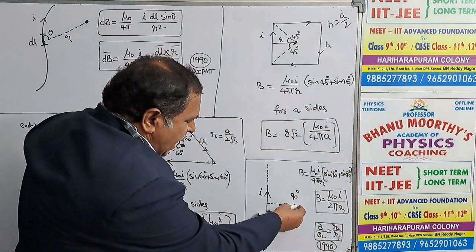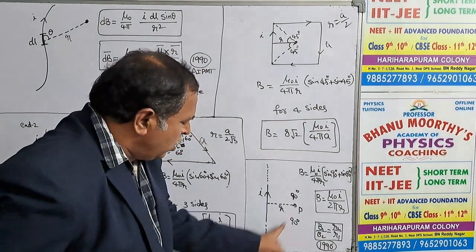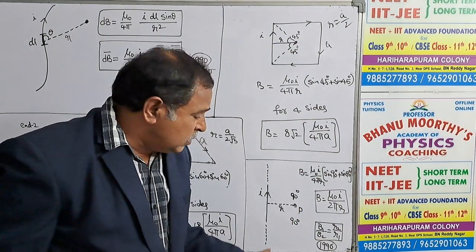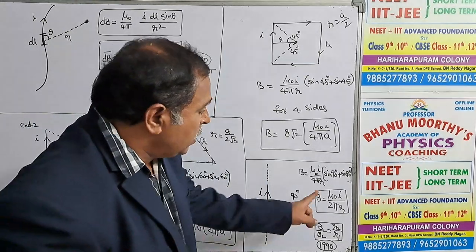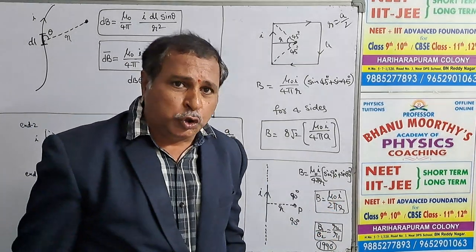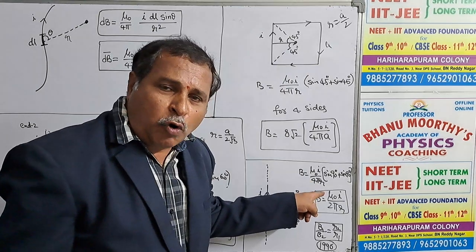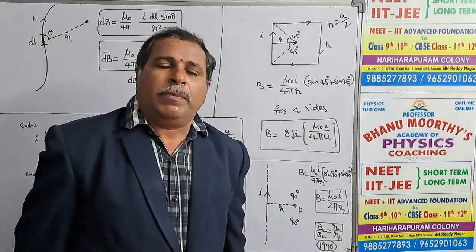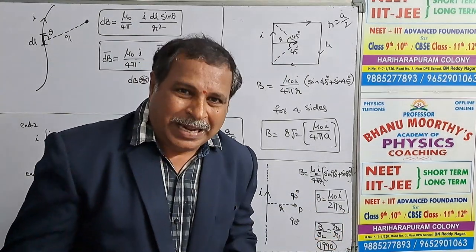Here also, this angle increases. So due to the infinite end, this angle is also 90 degrees. Then sin 90 plus sin 90 is 2. 2 divided by 4 pi r, then you will get mu naught I by 2 pi r. It is also called Ampere's law.